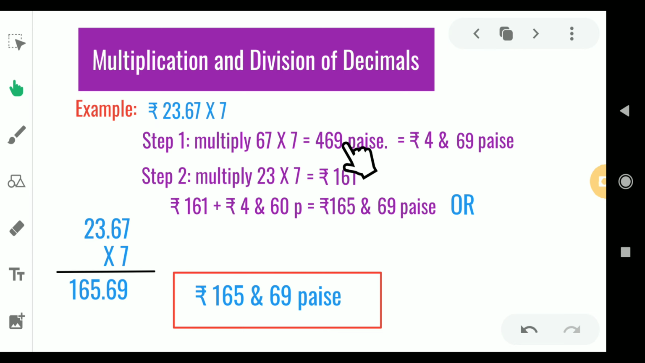And out of this 469 paise, we can make 4 rupees 69 paise. So let me explain. When you break this 469 as 400 plus 69, that 400 paise will make 4 rupees and the remaining 69 paise will be written as it is. So in total, 469 paise can be written as rupees 4 and 69 paise.